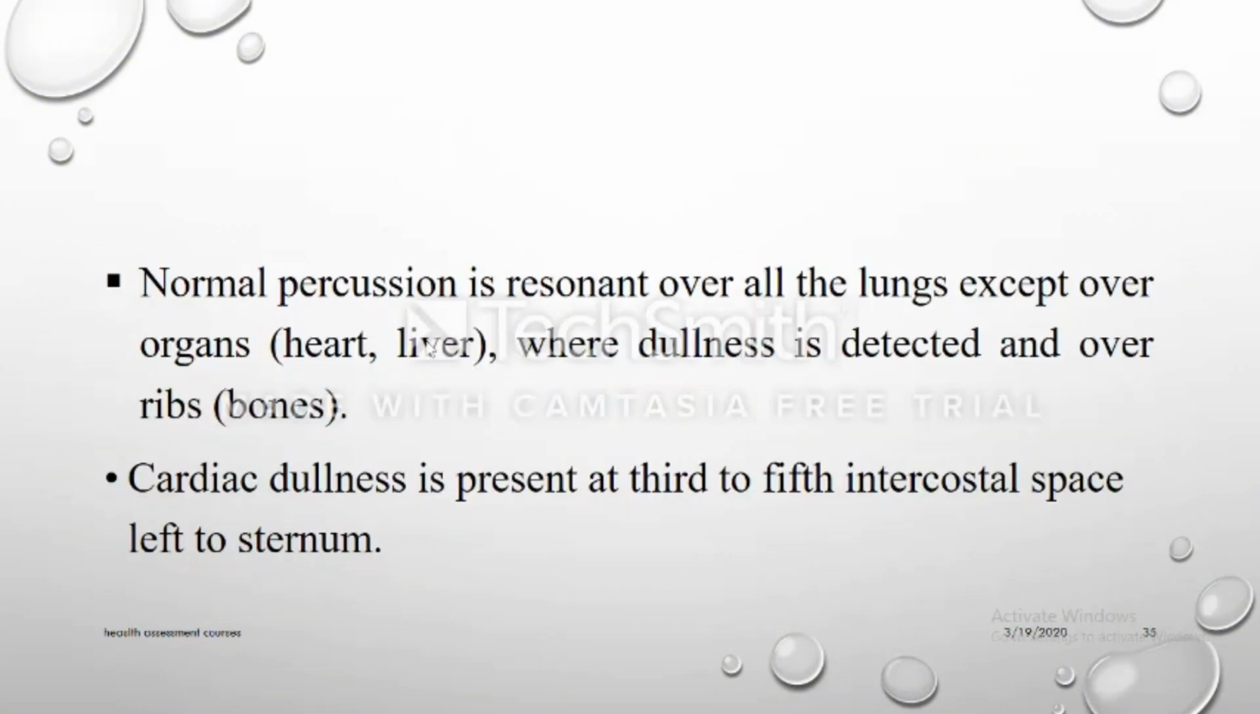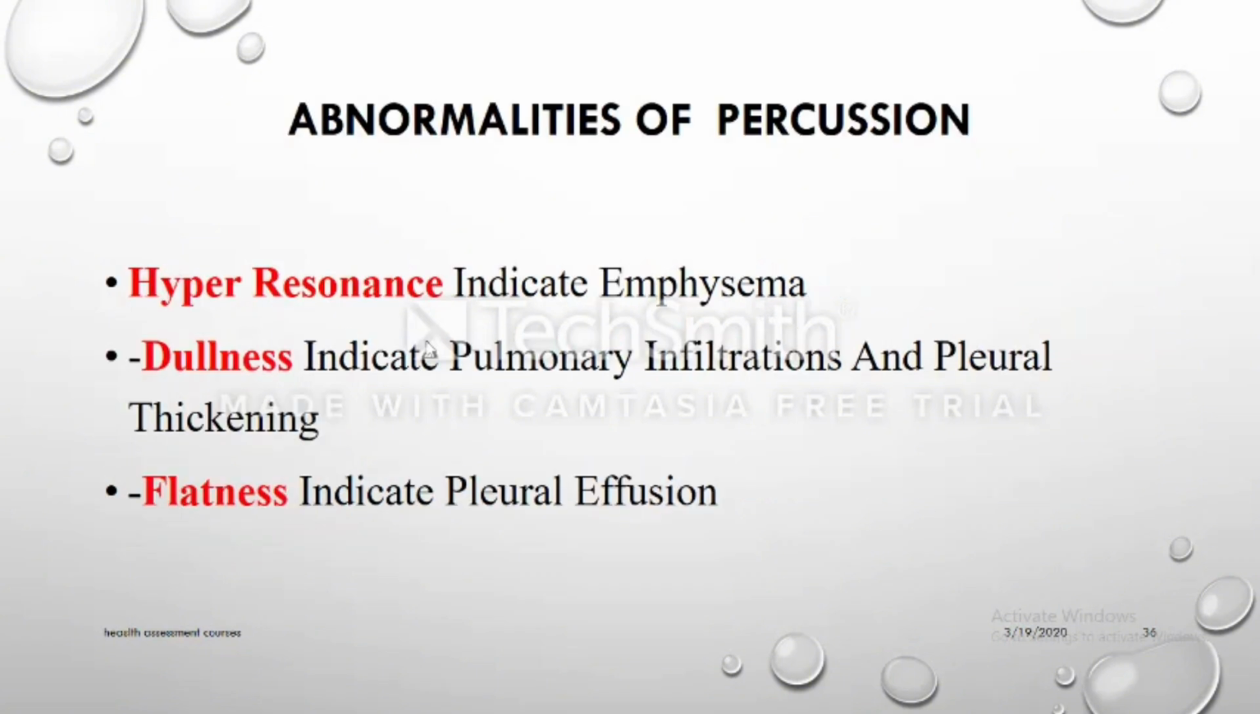Normal percussion is resonant. لازم نخلي بالنا برضو إن الصوت بتاع النورمال percussion للrespiratory system بيبقى resonant over all the lungs except over organs، الهارت والليفر بيبقى dull. هنشوفها في الصور اللي جاية إن شاء الله. والcardiac dullness is present at the third to fifth intercostal space left to sternum. نشوفها مع بعض بعد كده، بس نعرف إيه الفرق ما بين الabnormalities والنورمال.